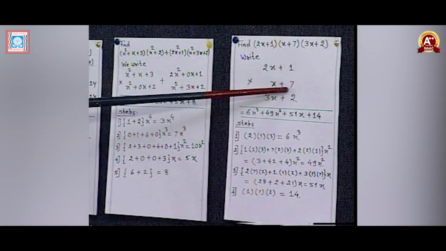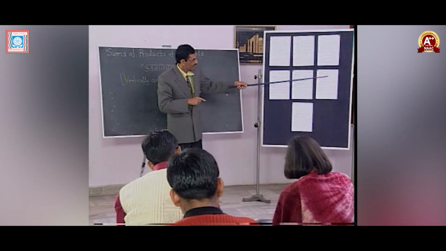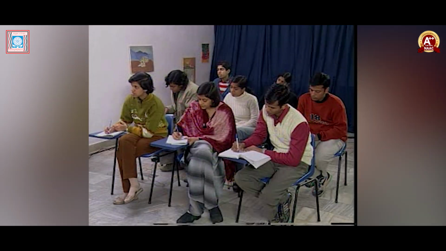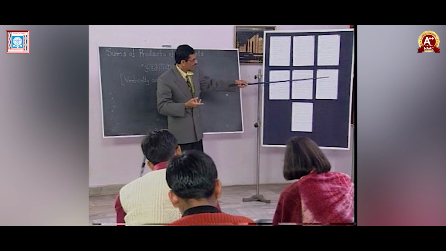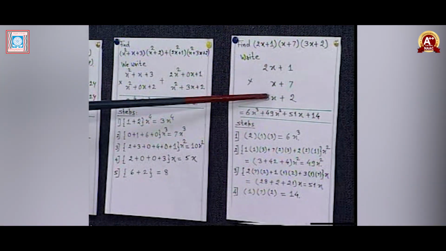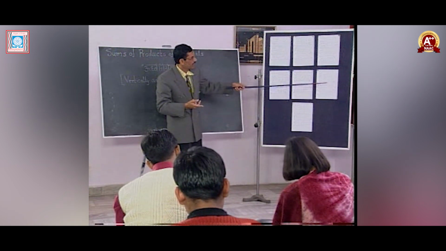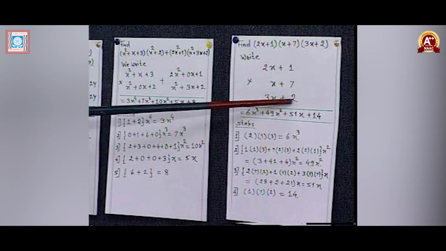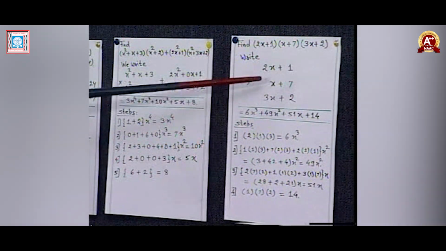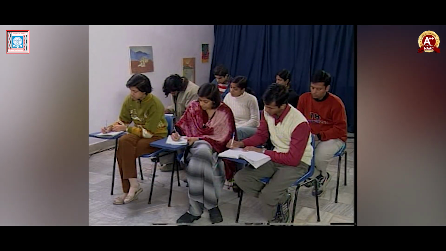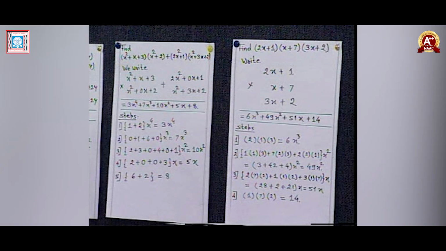Next, I select 7. Now I want the coefficient of x square. So I will do 7 into 2 into 3. That is quite clear. Repeat, 7 into 2 into 3. That gives 42. When I select 2, I will write 2 into 1 into 2. I will get 4. So 3 plus 42 plus 4, that gives 49.